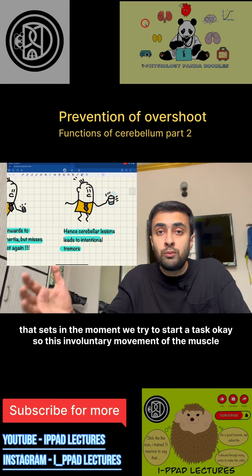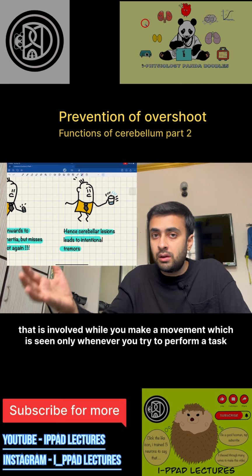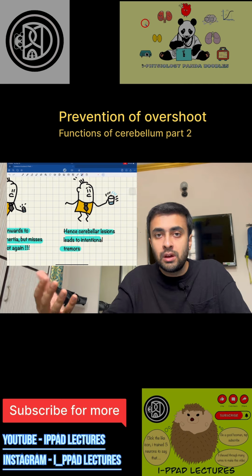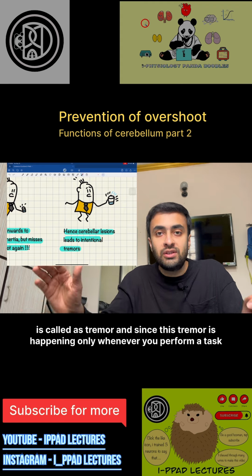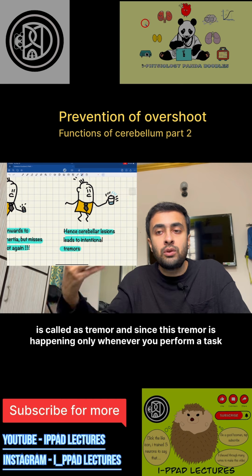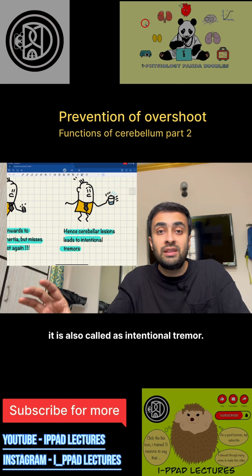Okay, so this involuntary movement of the muscle that is involved while you make a movement, which is seen only whenever you try to perform a task, is seen in cases whenever there is damage to the cerebellum, and this type of involuntary movement is called tremor. And since this tremor is happening only whenever you perform a task, it is also called intentional tremor.